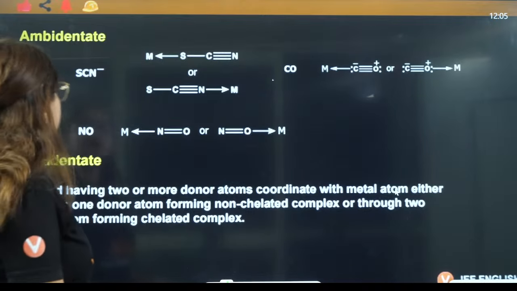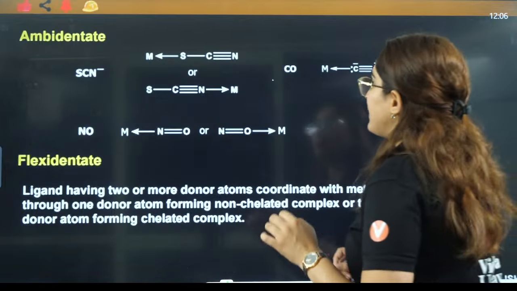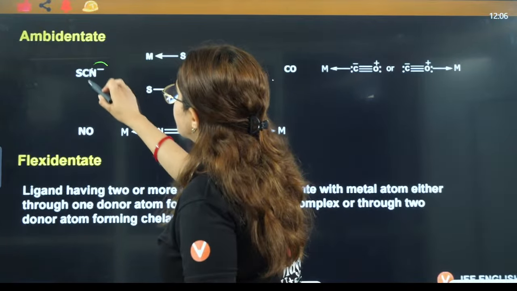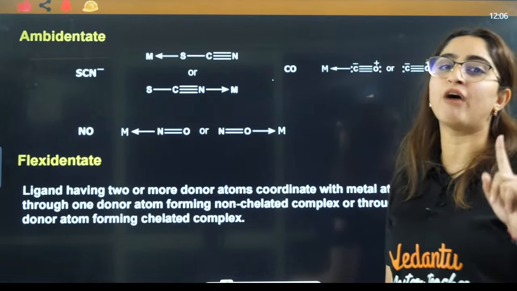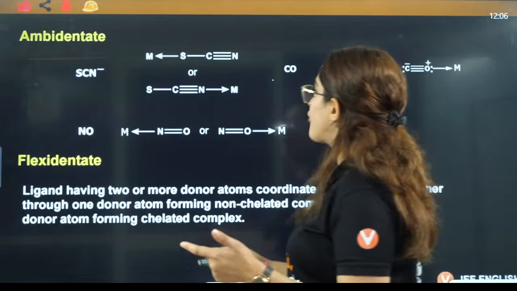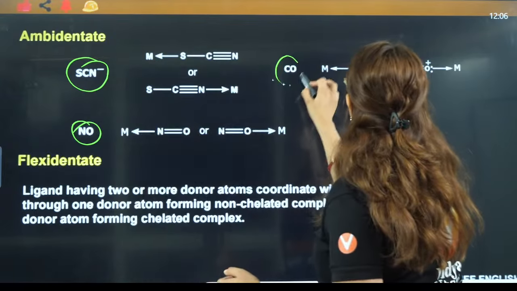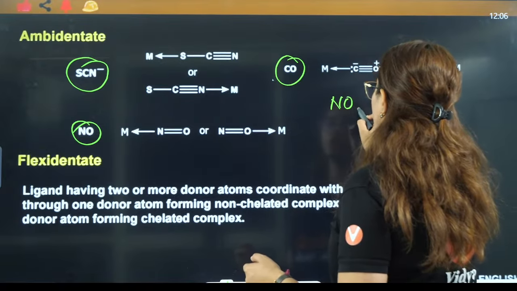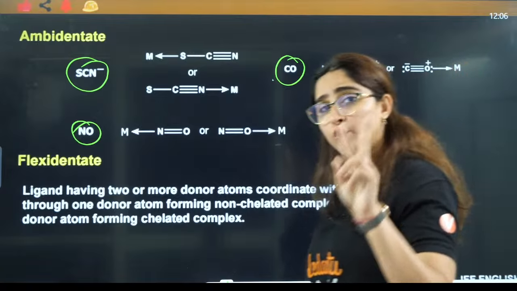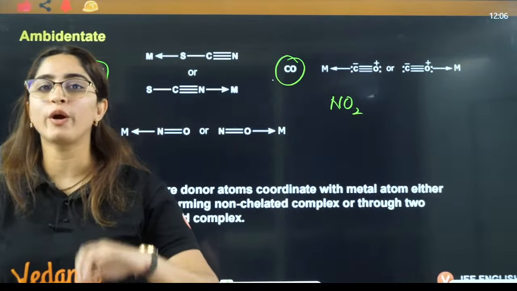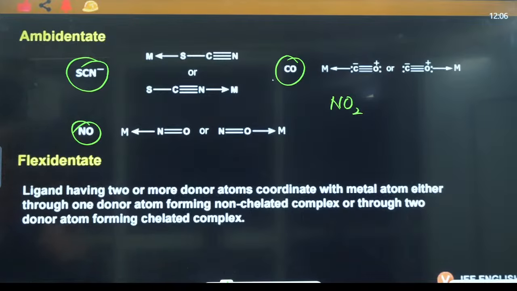Now let's see this. Ambidentate ligands. Ambidentate ligands are the ligands which have two donating sites, but at one point only one donating site will work. For example, you have SCN, NO, CO, NO2. All these are ambidentate ligands which have two donating sites, but at one point only one donating site will be able to work here. Right? Okay.